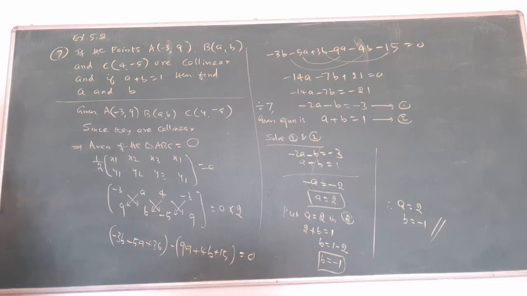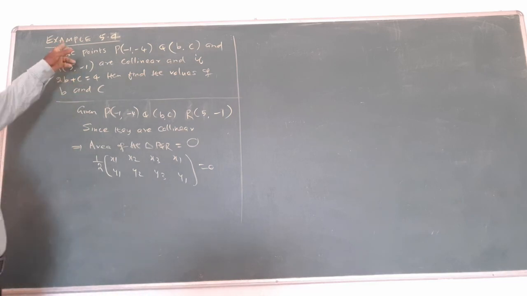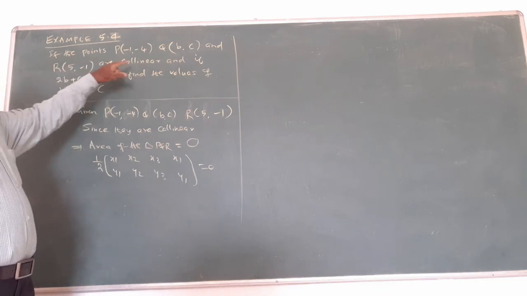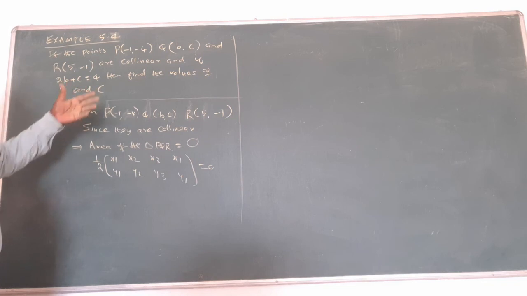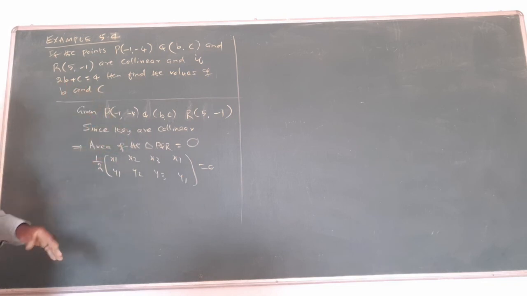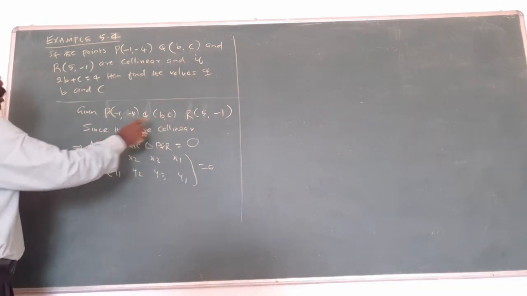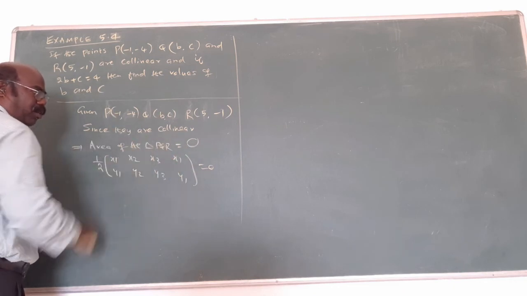5 mark question. One more question, same type as the previous question. Example 5.4. 3 points are given, and one more equation is given. Find the value of b and c. Just like the previous one, this is also a 5 mark question. What are the points? P, Q, R are given. Since they are collinear, the area of the triangle PQR is equal to 0.